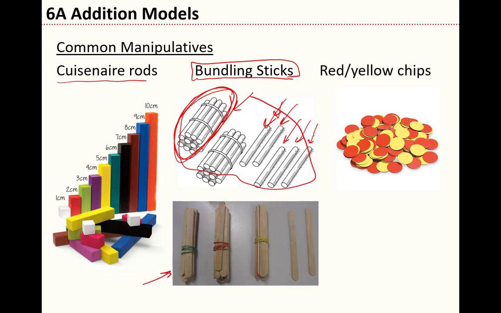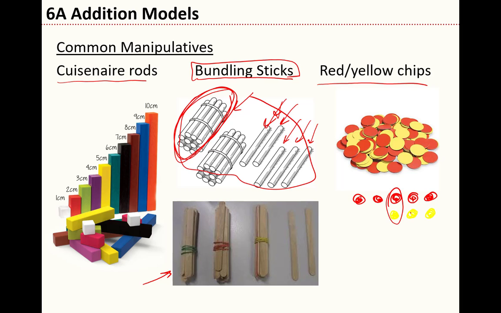A third manipulative people often use are red-yellow chips. They're just chips about the size of a quarter, red on one side and yellow on the other. And we can treat them like joining groups. If I wanted to add 5, 1, 2, 3, 4, 5, and then the yellow might represent a negative. And so if I put 3 yellows in there, yellow, yellow, yellow, the yellows might represent negative numbers.